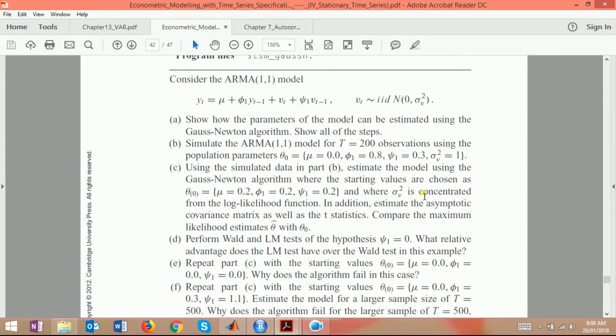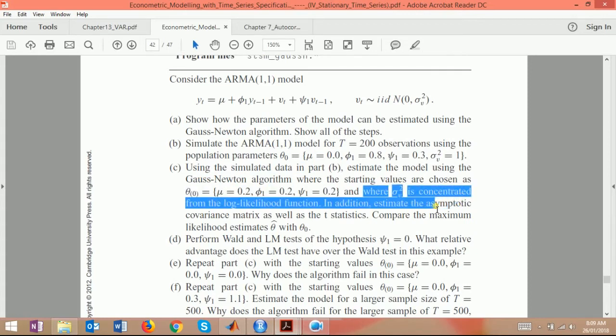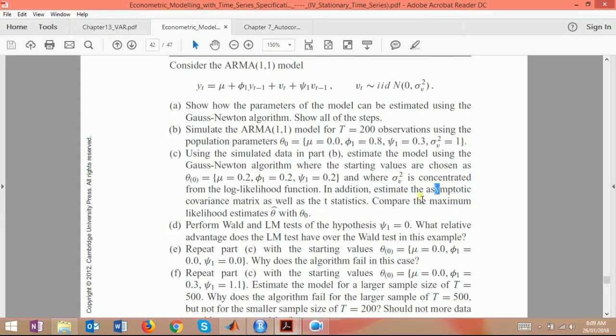Then we are moving on to a discussion on more parameter estimation. We can use these estimated parameters to simulate a model with SCF and PSCF, and that gives us some forecasting or predicting capacity as well. So simulate an ARMA 1-1 model for 200 observations using the population parameters. Using the simulated data, estimate the model using Gauss-Newton, where the starting values are chosen and sigma square v is concentrated out from the log likelihood function. Also estimate the asymptotic covariance matrix as well as the t statistics. Compare the maximum likelihood estimates theta hat with the initial. So we want to initialize with the given parameters, and we want to compare the maximum likelihood estimates.